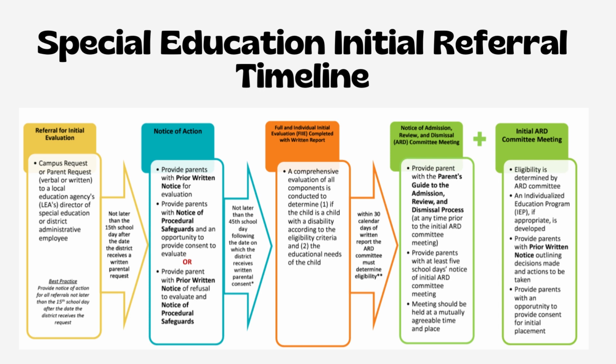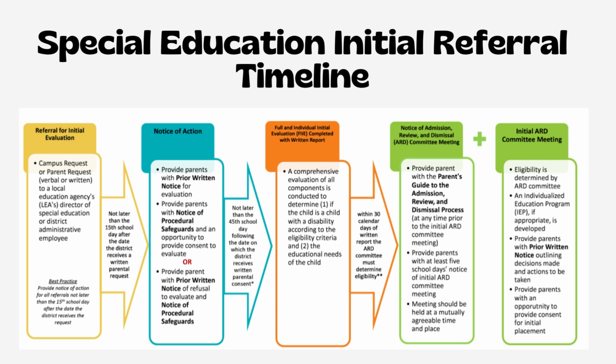we will have the full individual initial evaluation completed with written report, which is the comprehensive evaluation of all components conducted to determine 1. The child's disability according to eligibility criteria, and 2. Educational needs of the child. Then within 30 days of the written report, the ARD committee must determine eligibility.